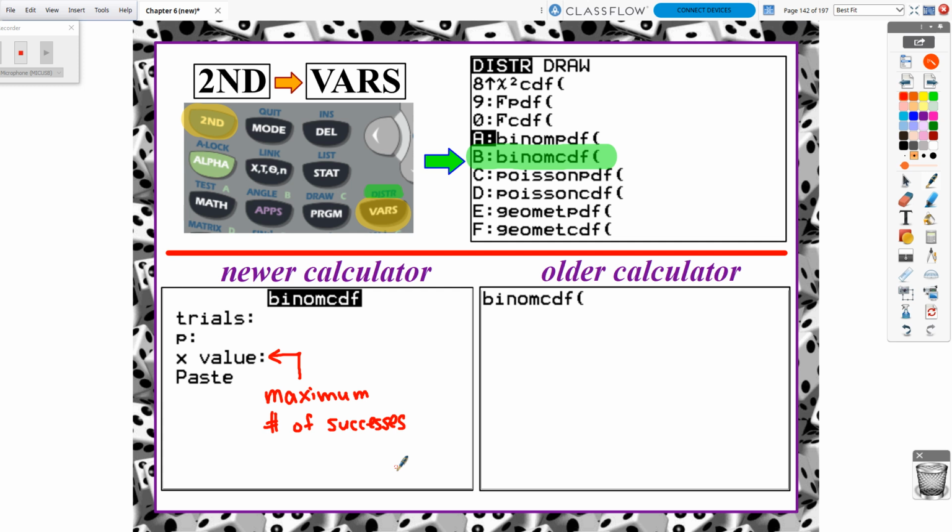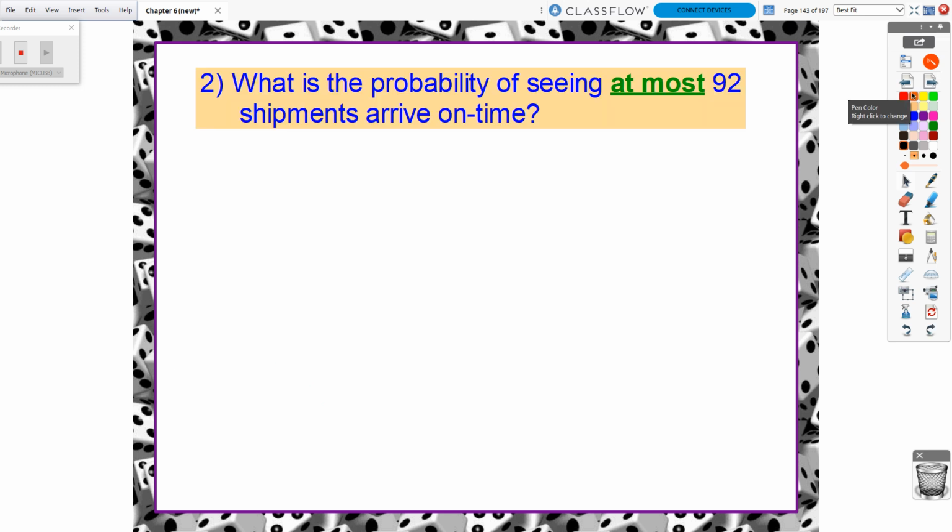Now, I know there are some newer calculators that will even say, do you want to go to the left, do you want to go to the right, or do you want to be in the center? And so in that scenario, you don't really have to worry about this maximum number of successes. So if your calculator does say left, center, and right, I would always just do left, unless you really play around and you understand what the calculator's doing for you.